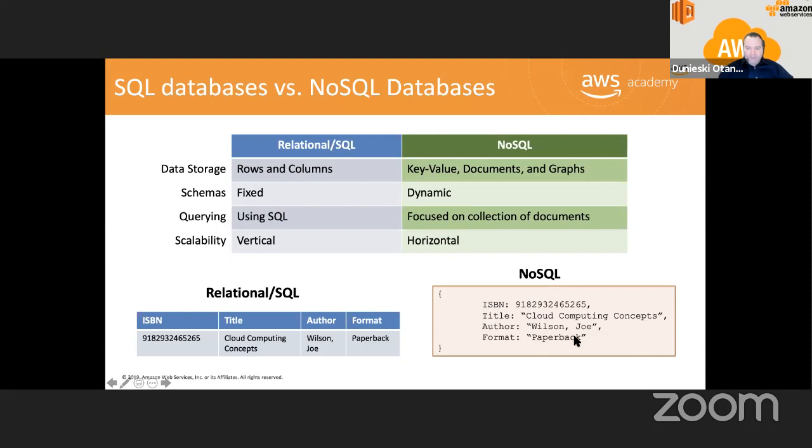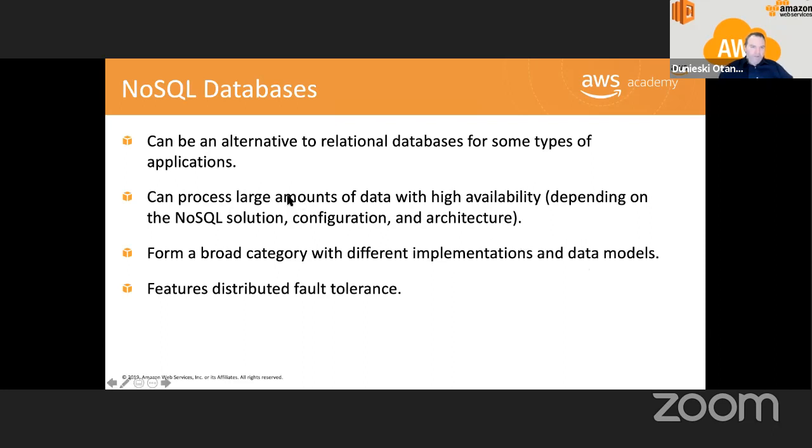And this is an example of a NoSQL database. As you can see, it's JSON: key value, key value, key value, key value. That's what JSON is. So NoSQL databases can be an alternative to relational databases for some types of applications. It's an alternative, but a very good alternative. It can process large amounts of data with high availability, depending on the NoSQL solution, configuration, and architecture. So DynamoDB is not the only one in the world; we're just talking about NoSQL, DynamoDB.